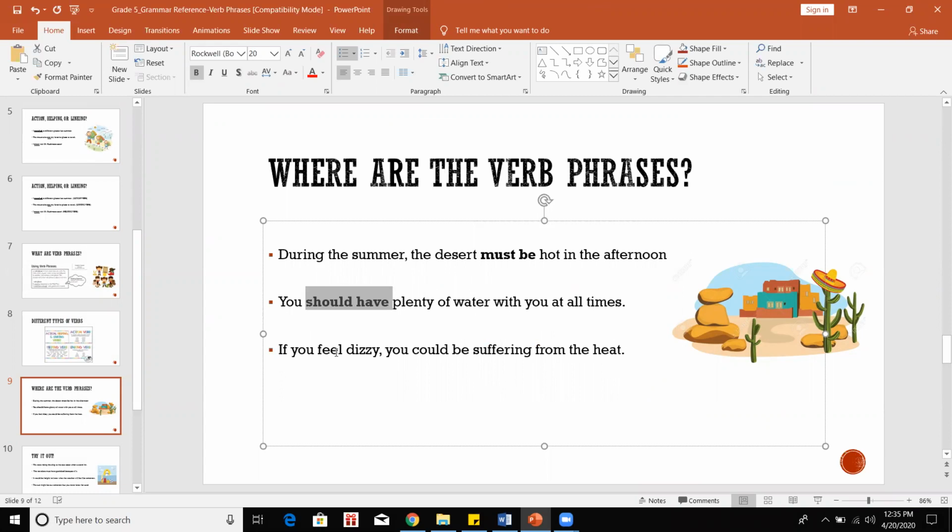Okay, third one: if you feel dizzy, you could be suffering from the heat. Okay, it's kind of a long one. The verb phrase would be could be suffering. Okay?